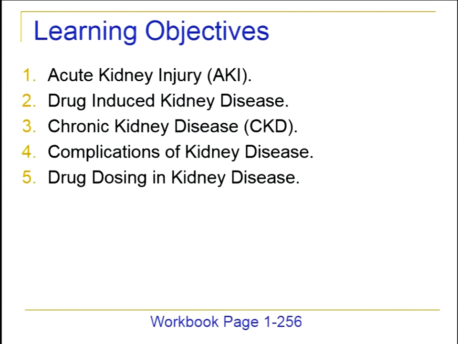The learning objectives are on page 256 of the workbook, but this outlines the topics that we will talk about. We'll talk a little bit about acute kidney injury. There are some sections in the workbook on drug-induced kidney disease, and we're primarily going to talk about contrast-associated nephropathy. We'll then talk a little bit about chronic kidney disease complications, particularly anemia and mineral bone disease, and then we'll finish up with a case on drug dosing in kidney disease.